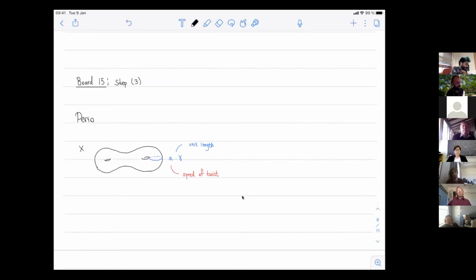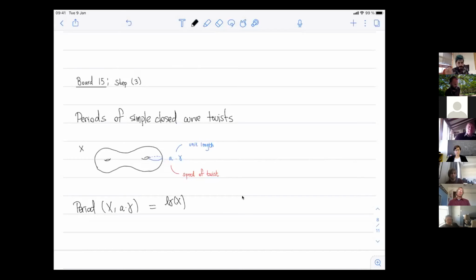And so, what do I want to say about periods? Periods of simple closed curve twists can be computed in the following way. If you're looking at the period of a point x and some weighted curve, the period is the distance that you need to progress, that's L gamma x, divided by the speed at which you're making progress, which is the weight. Very easy to compute periods of curves with one component.